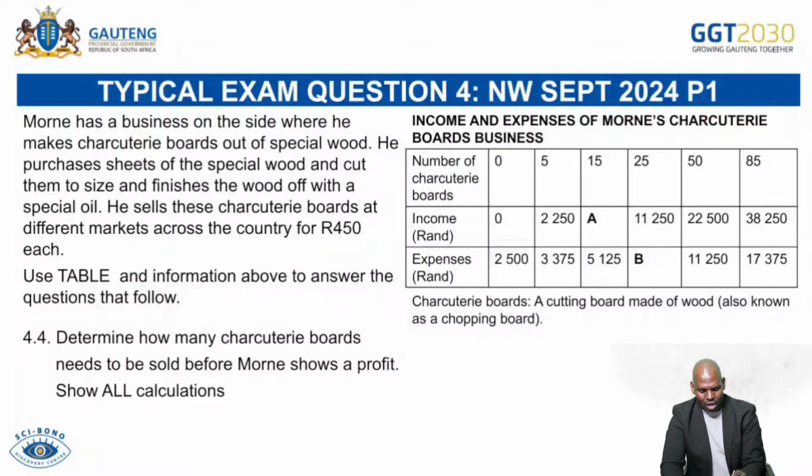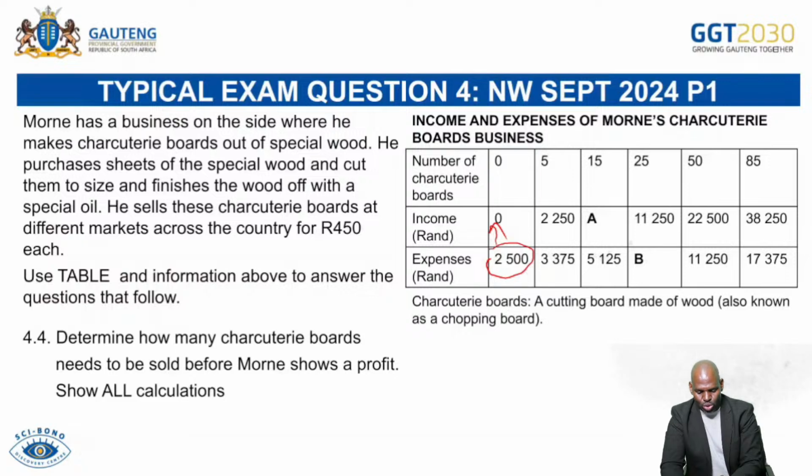If we look at this point, where the number of boards is 0 and then income is 0 and expenses, you can see that for this one, expenses are bigger than income. So therefore it's a loss. 3,375 is bigger than 2,250. So it means this one is also a loss.